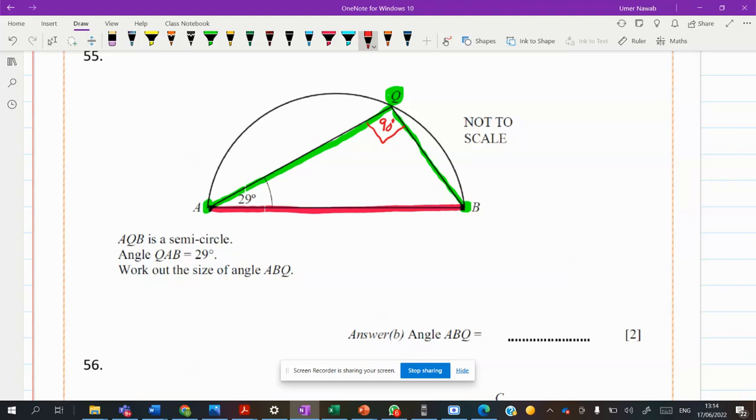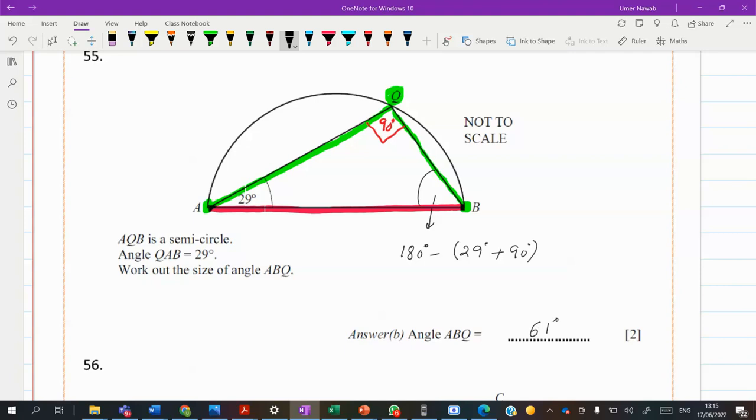Now, if this is 90, by using another property of triangle, which says that the sum of the three angles in a triangle is equal to 180, if the sum of the two angles is subtracted from 180, you can find the third angle. So this third angle will be what? It is 180 degrees minus 29 plus 90 degrees. It will give you 61 degrees. So it's a pretty simple question.